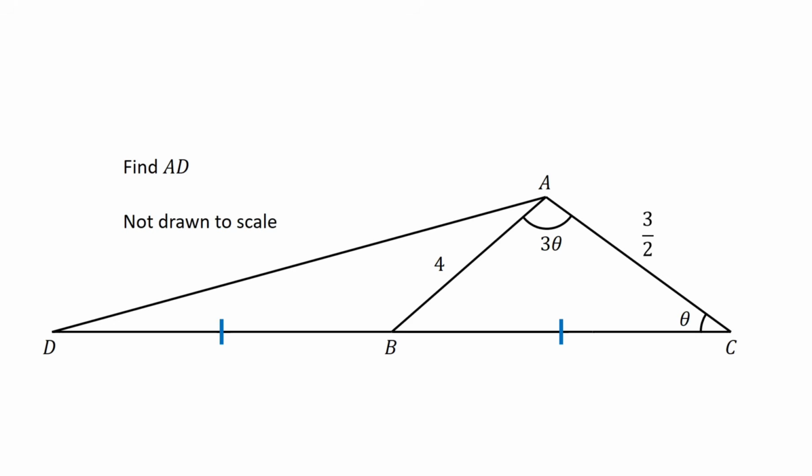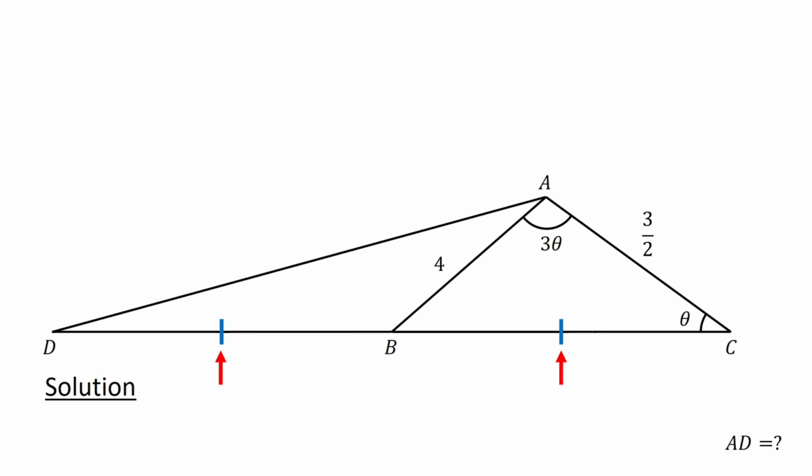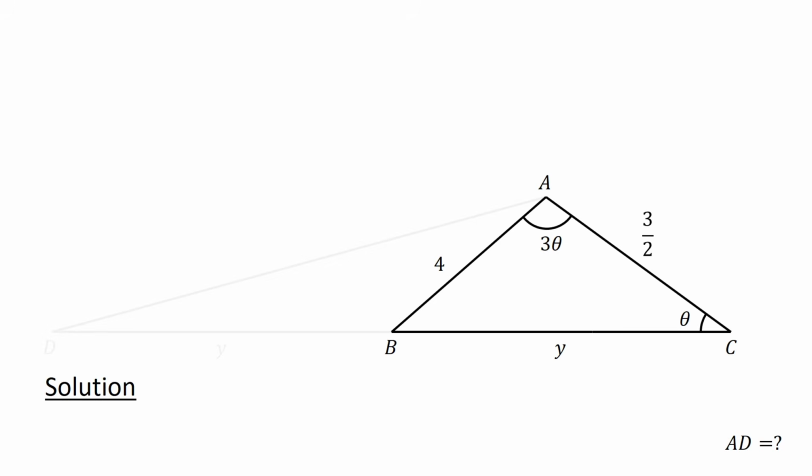Note that this diagram is not drawn to scale. And now for the solution. First, let's define the length of DB and BC as y, and then consider triangle ABC. Let E be a point on BC such that angle EAB equals theta and angle CAE equals 2 theta.